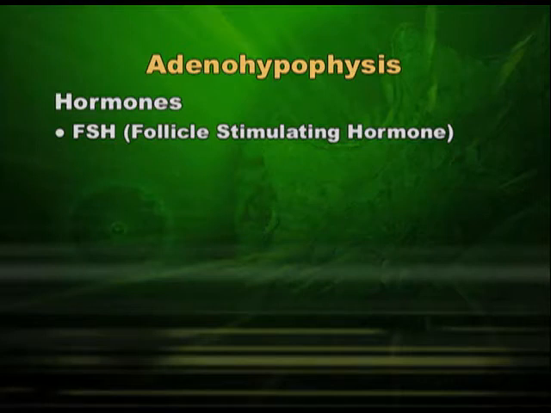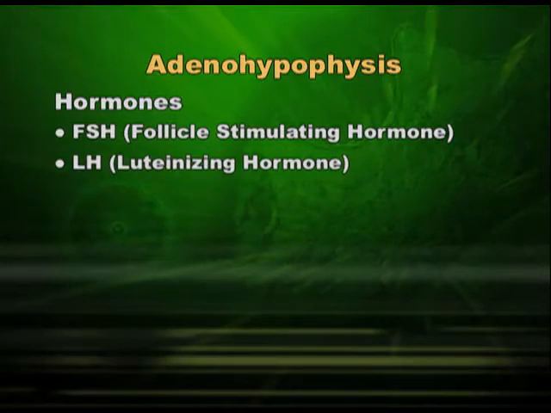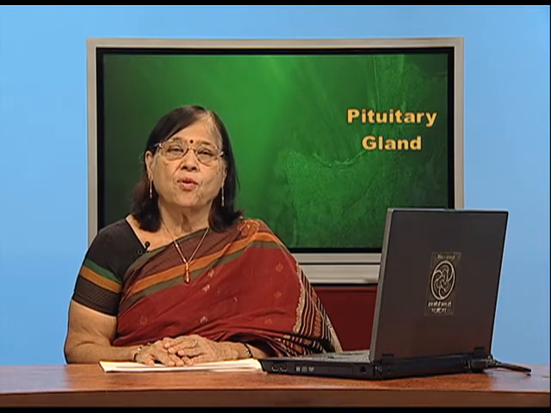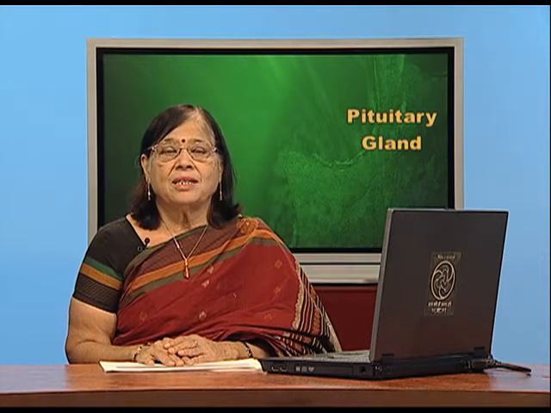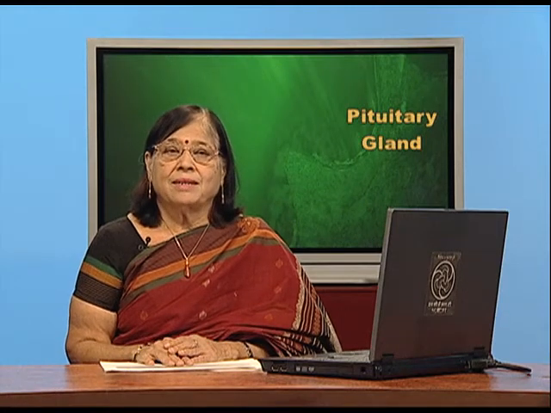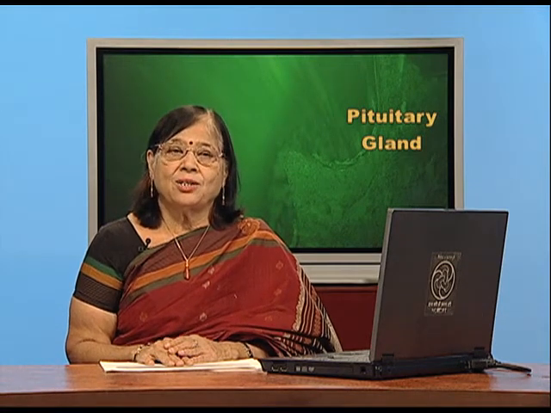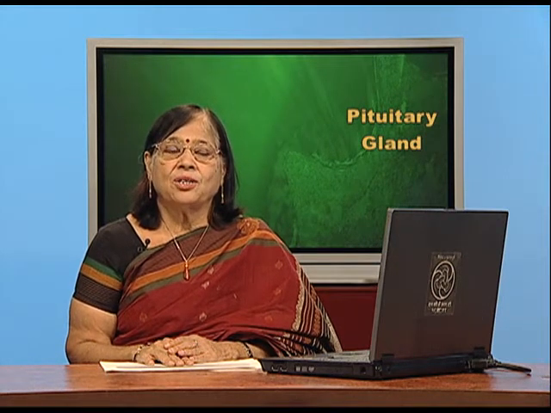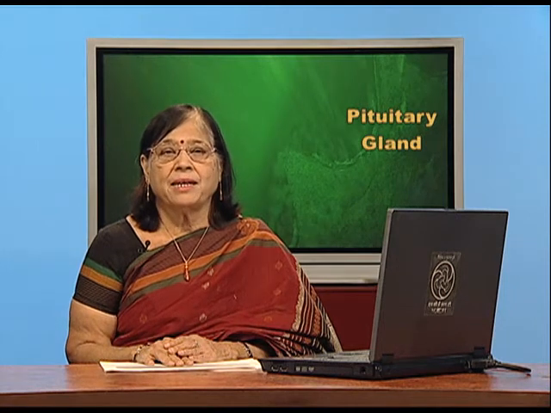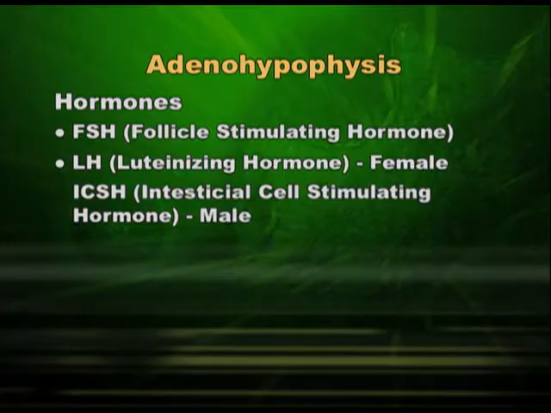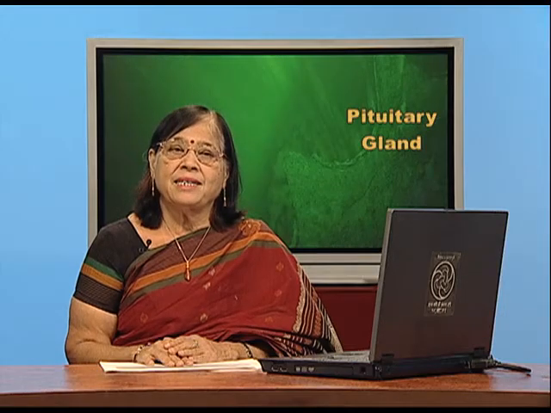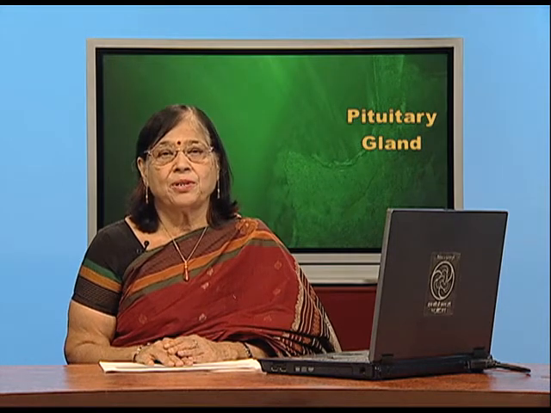The next important hormone coming out from the anterior pituitary is LH, luteinizing hormone. It causes luteinization in female. Luteinization is another word for ovulation. So, LH is the ovulating hormone. But in men, there is no ovulation. So, it is not reasonable to call it LH or luteinizing hormone in case of men. So, in men, the same hormone is called ICSH, interstitial cell stimulating hormone, because in men, it acts on interstitial cells, which in turn will produce the male hormone.